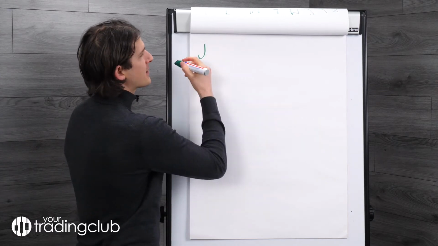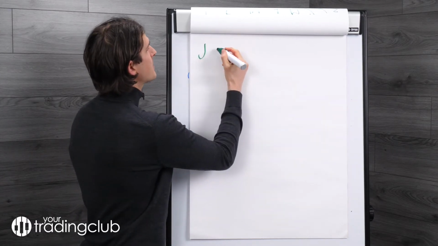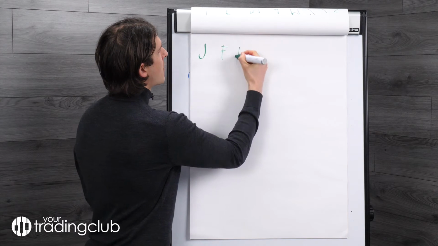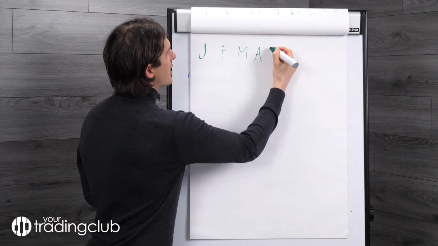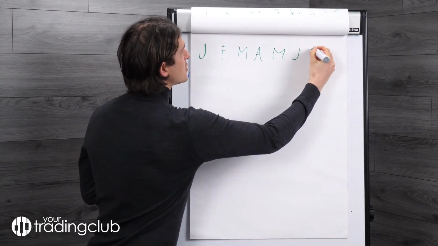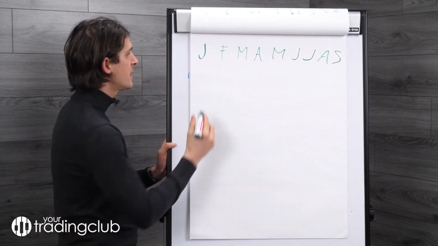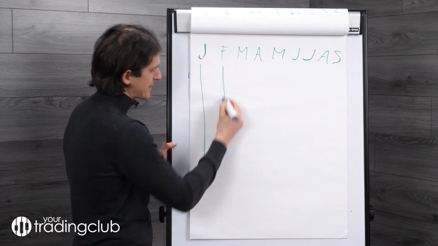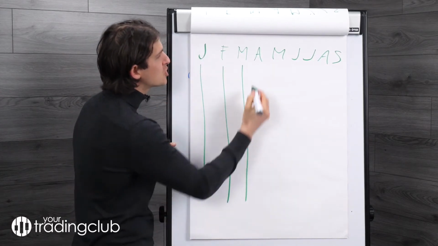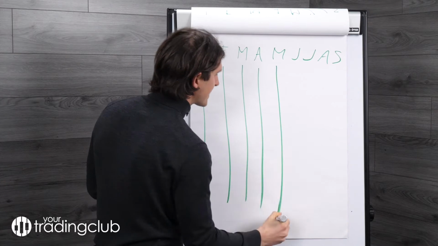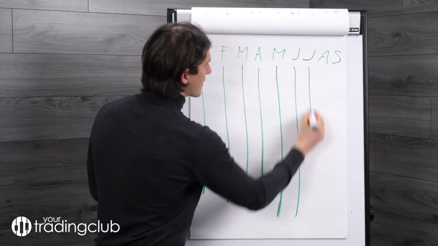So imagine the whole year. You have January, February, March, April, May, June, July, August, September, etc., etc. And I'm just going to make lines like this, because what the funds are doing is investing. Whenever you send them money, they are investing.